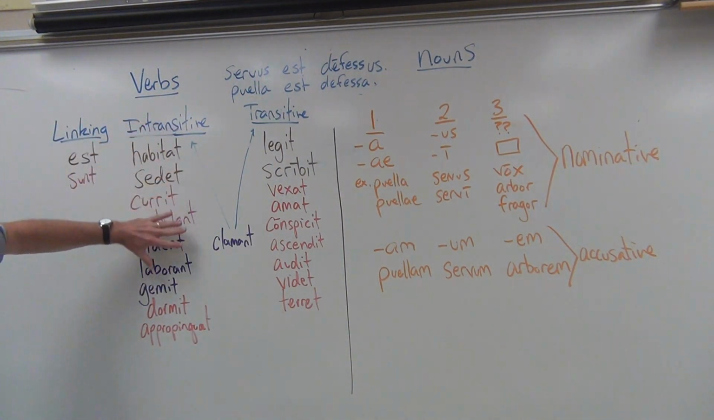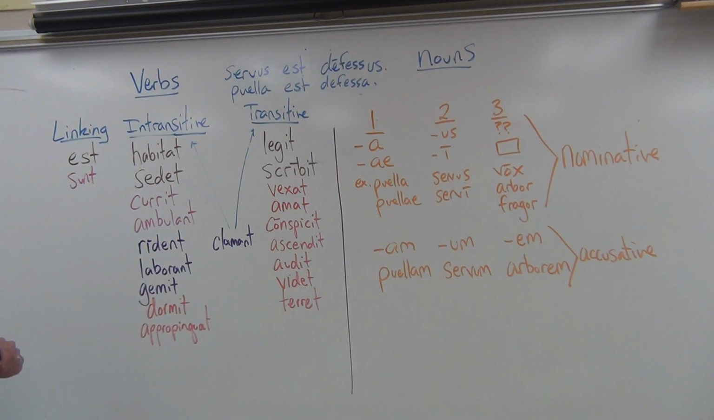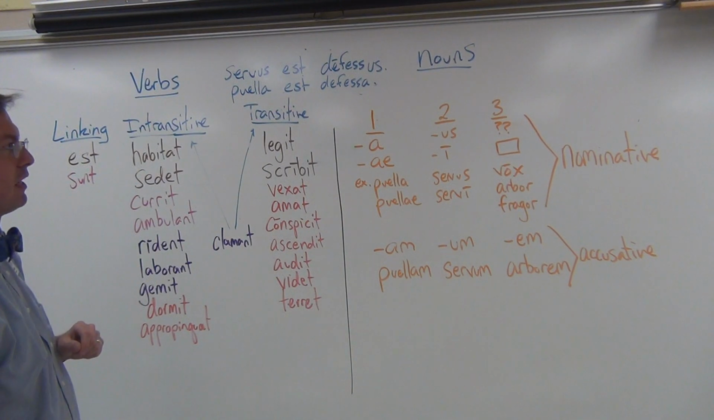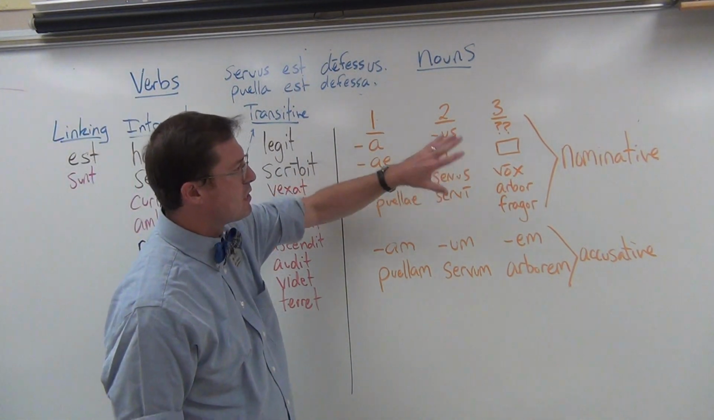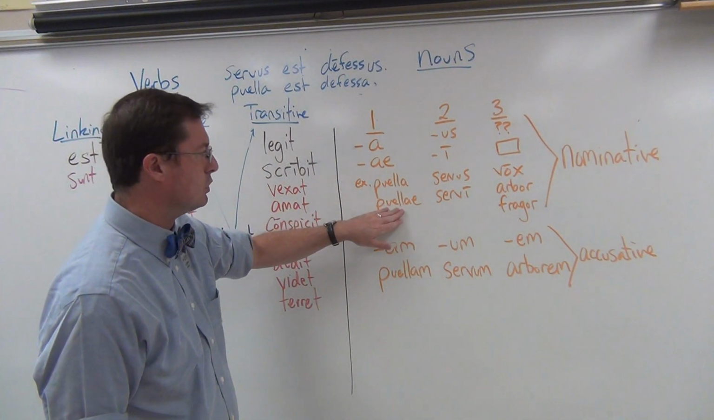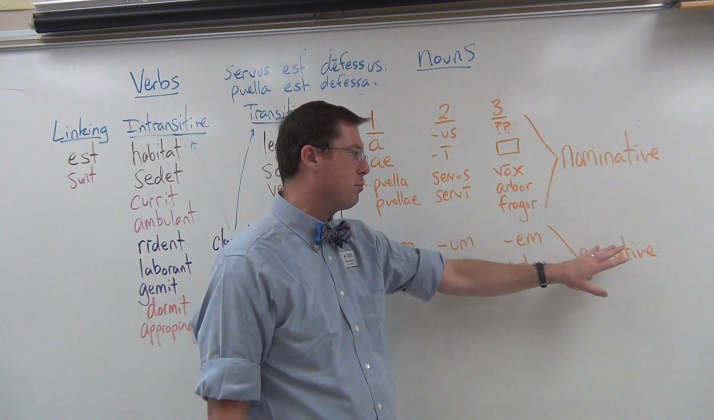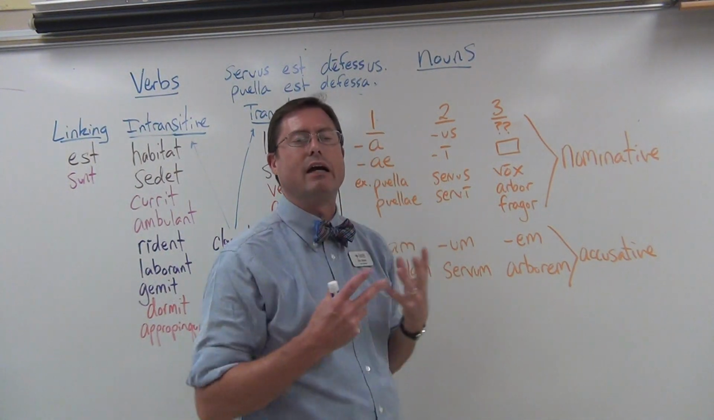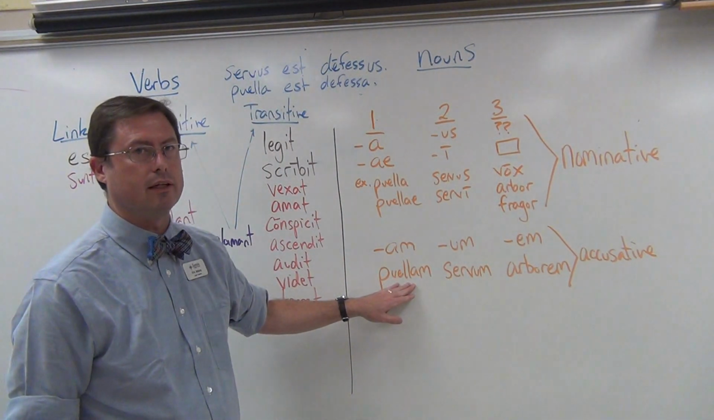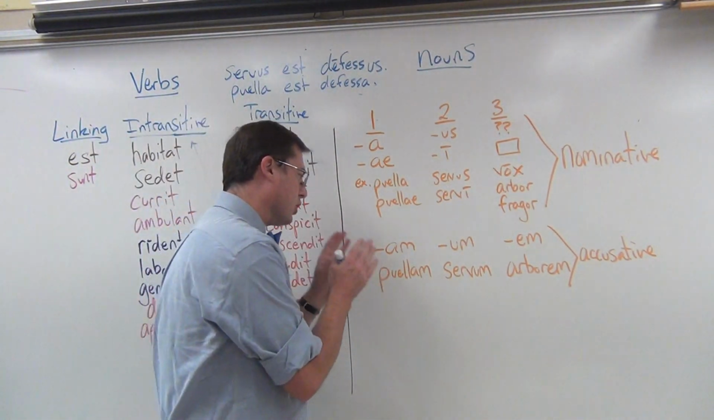Intransitive verbs, verbs that do not have a direct object. Transitive verbs, verbs that can have a direct object. Nominative forms, functioning as the subject. The girl does something, the girls do something. And accusative forms are the forms of direct objects, the receiver of the action. The girl doesn't do a darn thing. The subject verbs that girl.